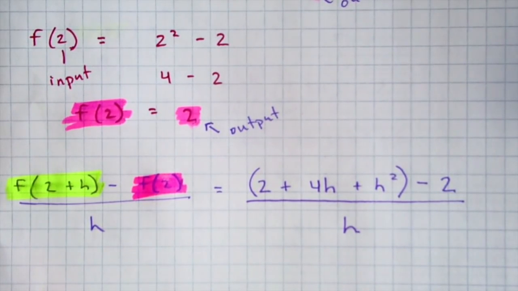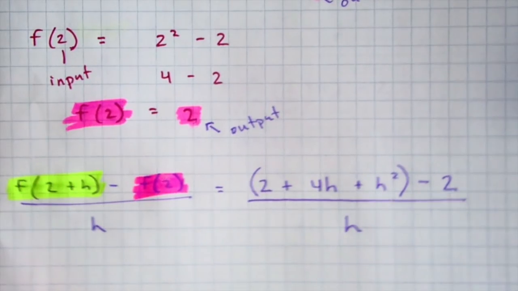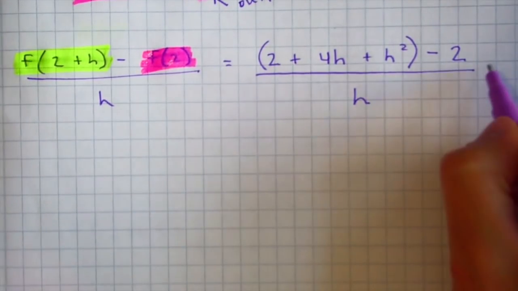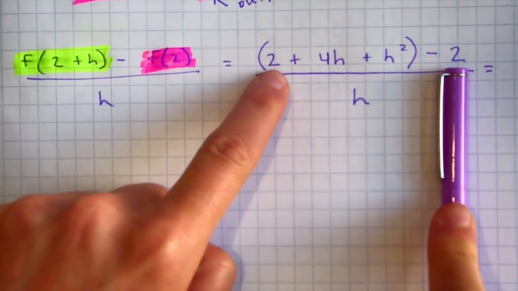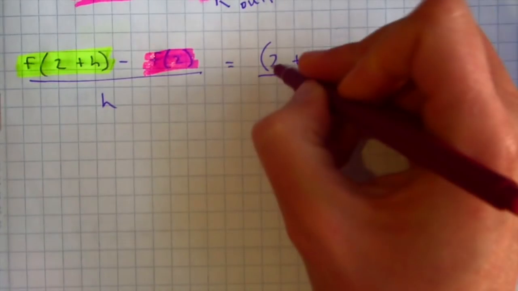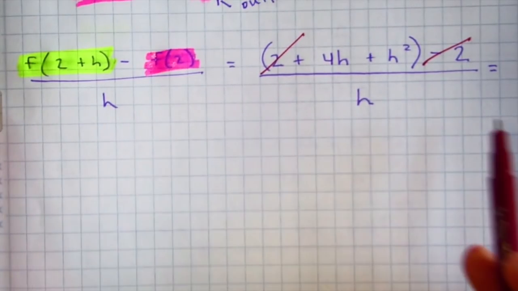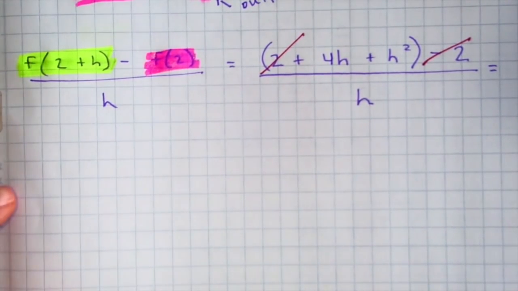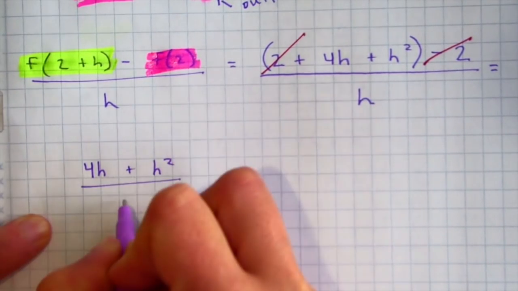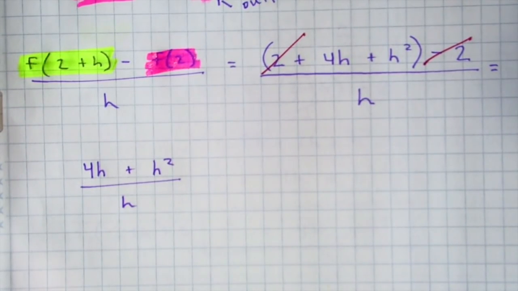Okay, you might leave this as your final answer, but we can also go further and make this look nicer and more simple. So let's do it. The first thing that you'll notice is the first 2 and the last 2, 2 minus 2, are just going to cancel out. So if I cancel out the 2's, it already looks a little bit nicer. It's going to be 4h plus h squared over h. Okay, I could leave that. I could also keep going.